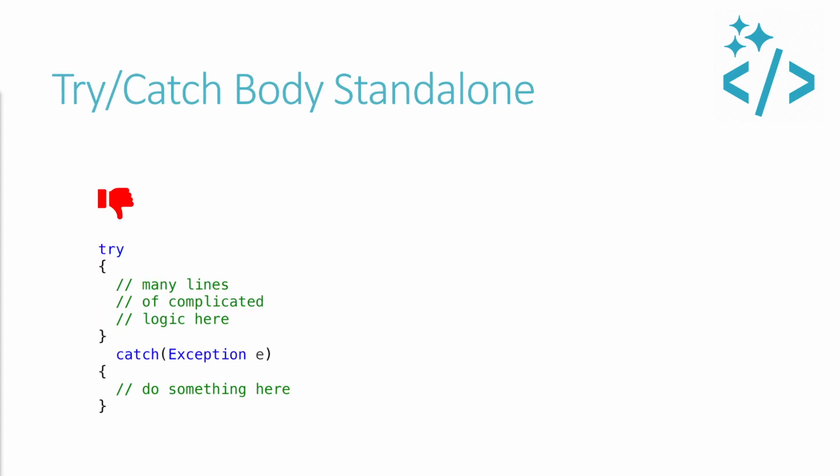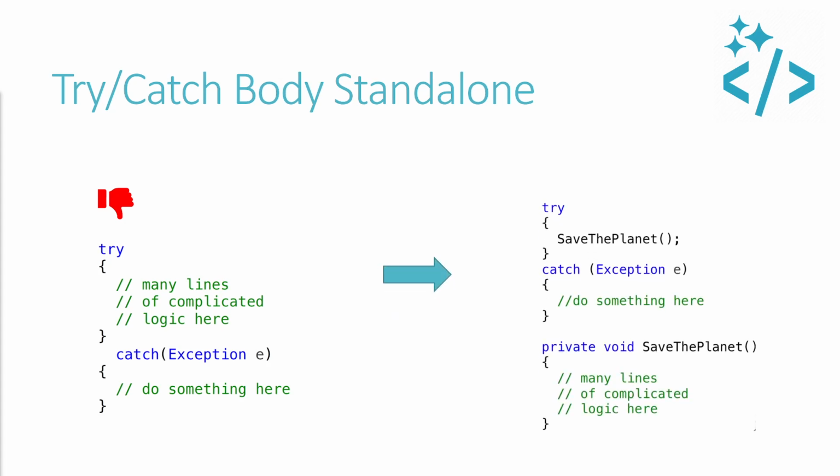Let's see an example. We have here a try catch block, which basically does, in the try, some complicated logic, supposing it does this thing. A better solution would be to put this complicated logic into its own method, so it's then clear what is happening inside the try catch, and then it's also easier to see why we get an exception or not.